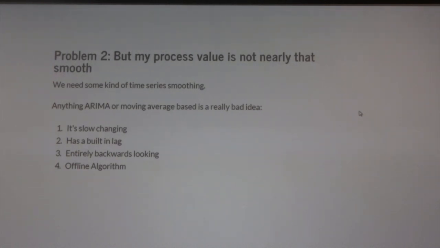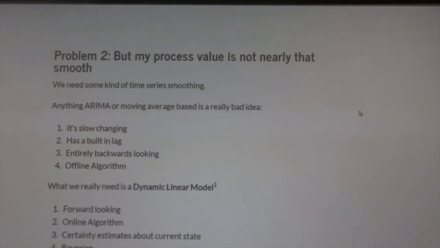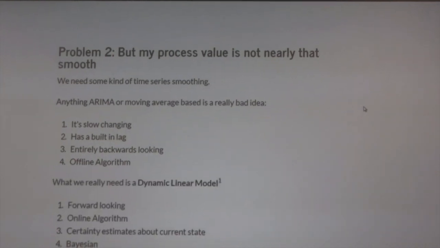And again, this is another area I feel strongly about. I still see a lot of stuff around that is ARIMA or something frequentist. I'm Bayesian. Those models tend to be slow changing. They've got a built-in lag. It's entirely backwards looking, or at least to some extent, you have to keep a chunk of previous data inside there to smooth it. And it's just some offline algorithm. What we really should be using is dynamic linear models.